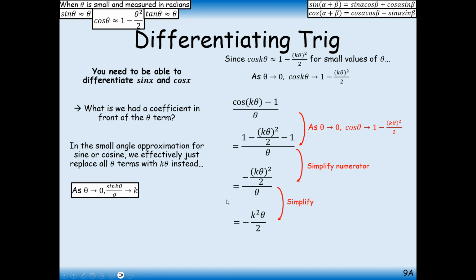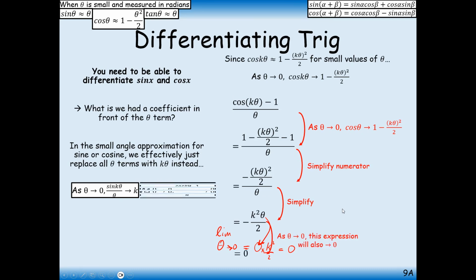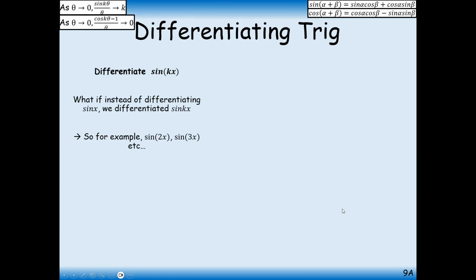So finally, when we take the limit, this expression as theta approaches 0 will actually turn out to become 0, because we are multiplying k squared over 2 by theta, which will be 0 here. So multiplying anything by 0 will give us 0 again. So just bear that in mind as we look at the next proof here.